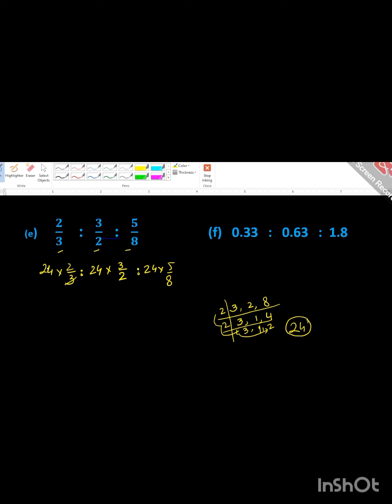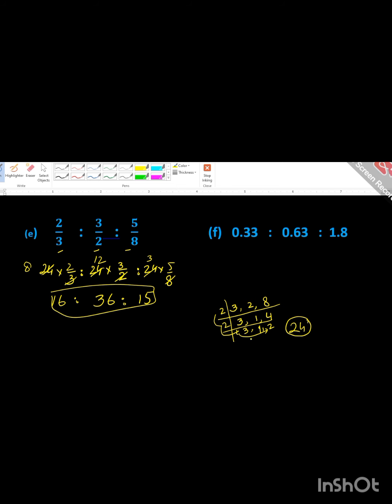3 8s are 24, 2 12s are 24 and 8 3s are 24. So now you can write 8 2s are 16, 12 3s are 36 and 5 3s are 15. Is it divisible further? I don't think it can be simplified further. So the answer is 16, 36 and 15. That is your required answer.